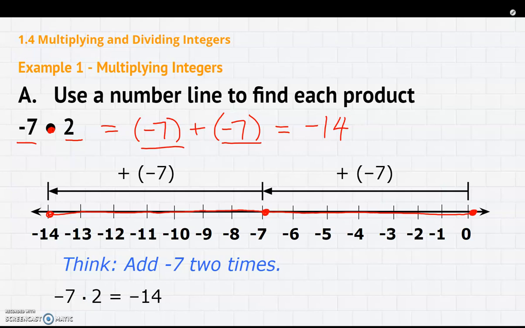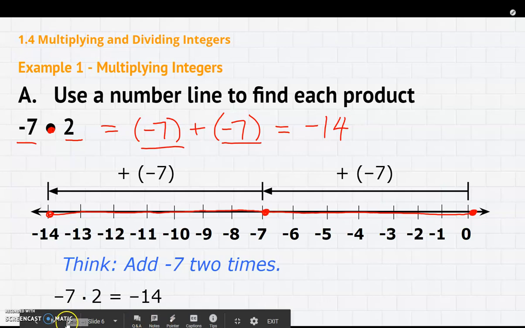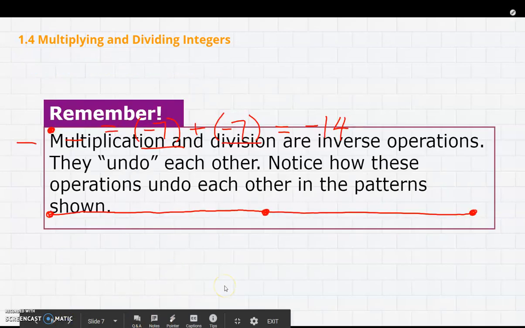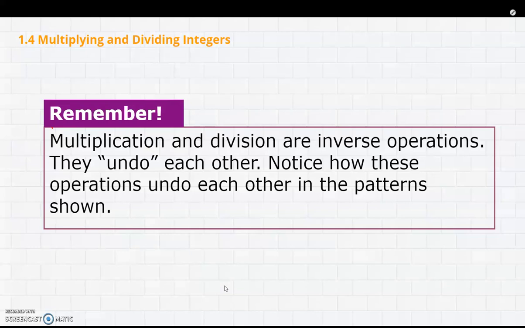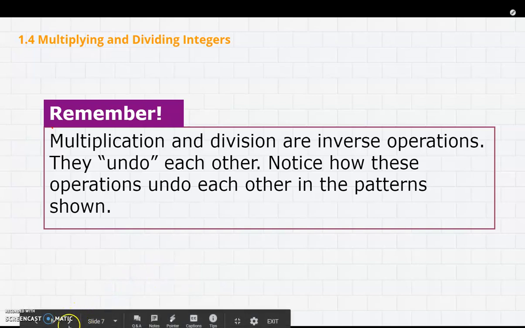So if you want to use a number line, you would write it out as repeated addition, and you could use the number line method. Remember that multiplication and division are inverse operations, okay? And inverse operations just means that they undo each other, that they're opposites. So we're going to look at the next slide and see how they might be opposite operations.